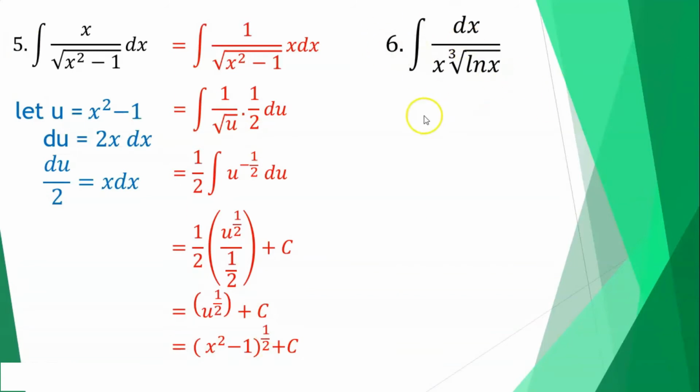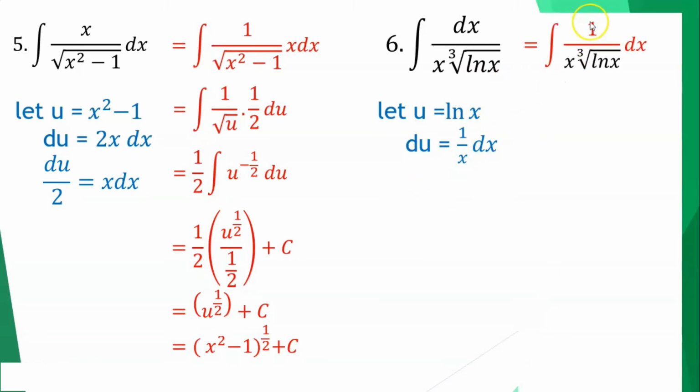Okay, another. Find the integral of dx over x times the cube root of ln of x. So by substitution, let u be equal to ln of x. The derivative of u is du. Take note, the derivative of ln of x is 1 over x dx. So with this, we can rewrite the integral of 1 over x times the cube root of ln of x dx.